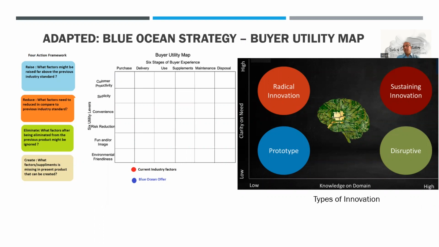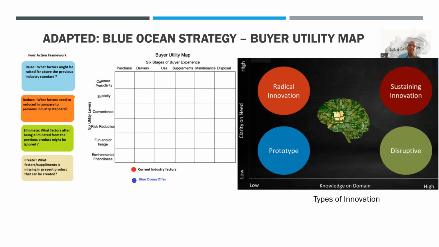And prototype is something for which the need or clarity is not very clear, and the domain knowledge is also not very clear. So it is always good to go with a small experiment in a prototype way, and then once we gather the knowledge, either of need or domain, we can take it as part of another innovation parameter. So this is how we categorize or cluster innovation in four different ways.